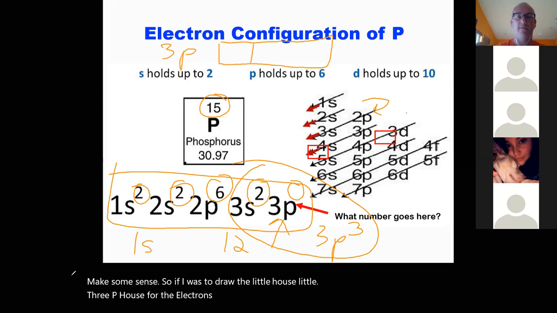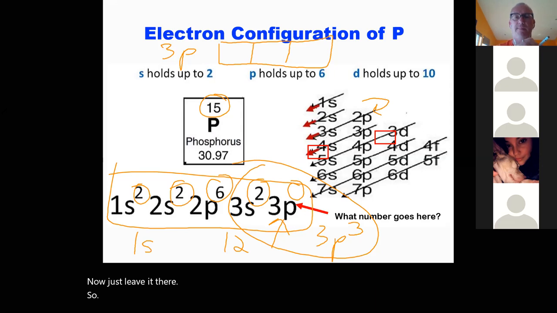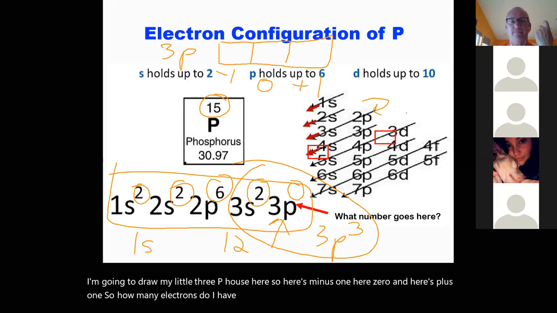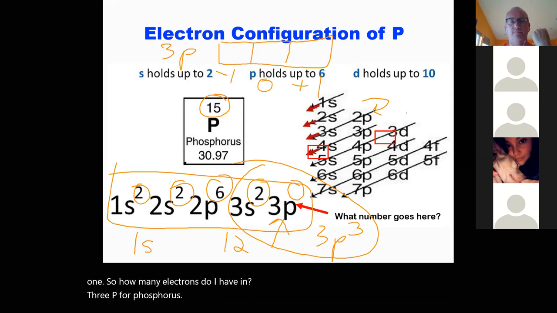remember, here's my... Actually, I'll just leave it there. So I'm going to draw my little 3P house here. So here's minus 1, here's 0, and here's plus 1. So how many electrons do I have in 3P for phosphorus? Three. So when I put them in, I put them in like this.